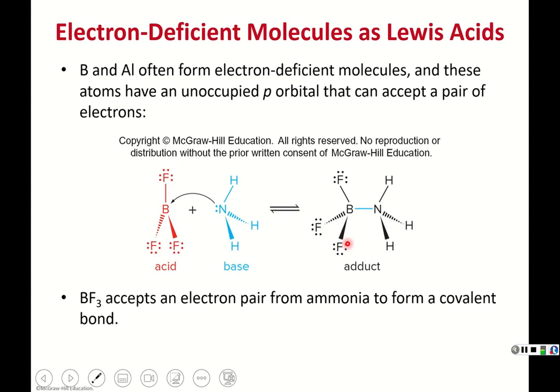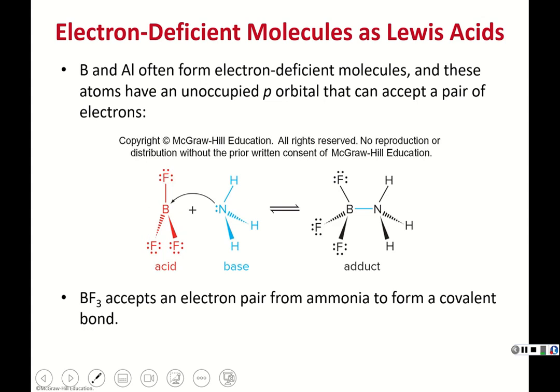Right, so what can be acids in this Lewis definition? Well, electron deficient molecules. Things like boron and aluminum often form electron deficient molecules, right, that don't have an octet. And because of that, they have unoccupied p orbitals that can accept pairs of electrons.